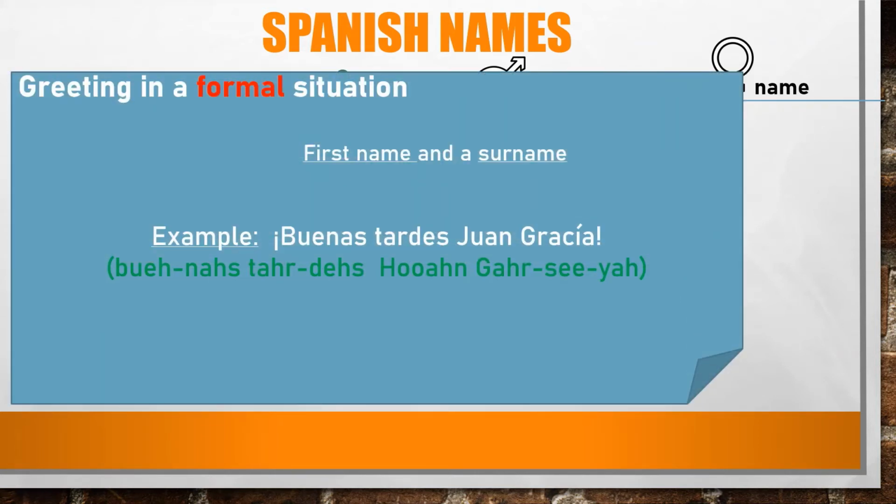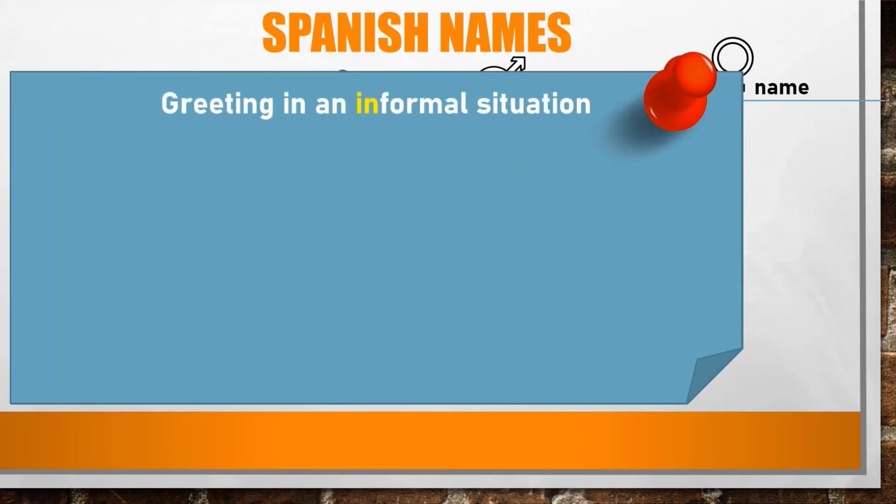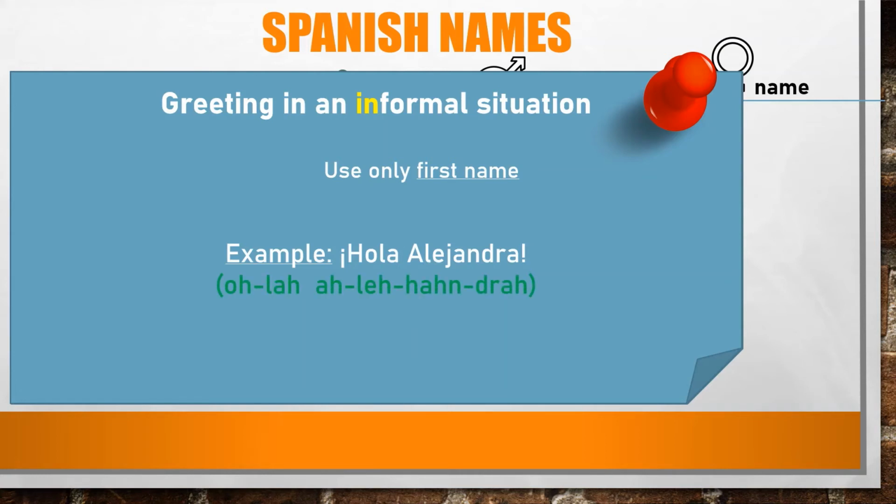Let's have a look now how to greet in a formal situation. So you will need to use first name and the surname. For example, Buenas tardes, Juan Garcia. So we have Juan, which is the first name, and Garcia, which is the surname. Very common surname in Spanish. So remember it. And how to greet in an informal situation. So you will use only first name. So you, for example, would just say, Hola, Alejandra.